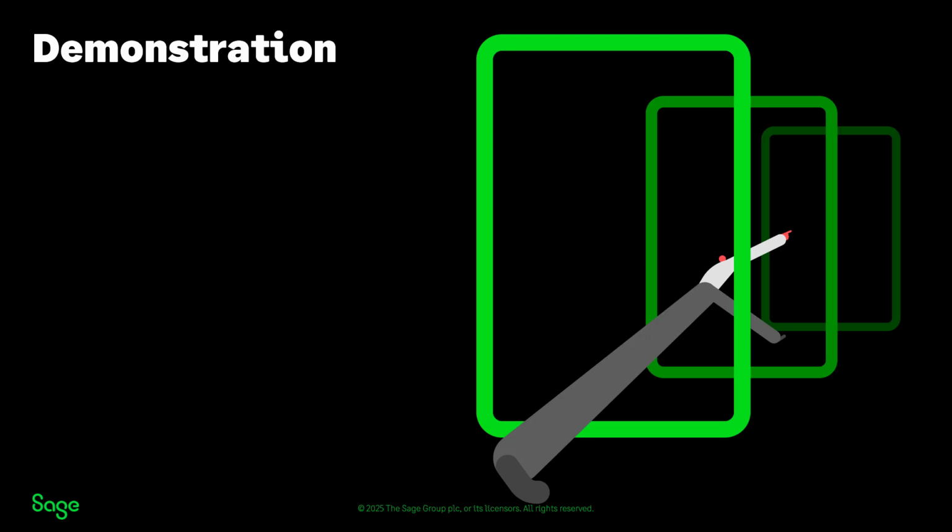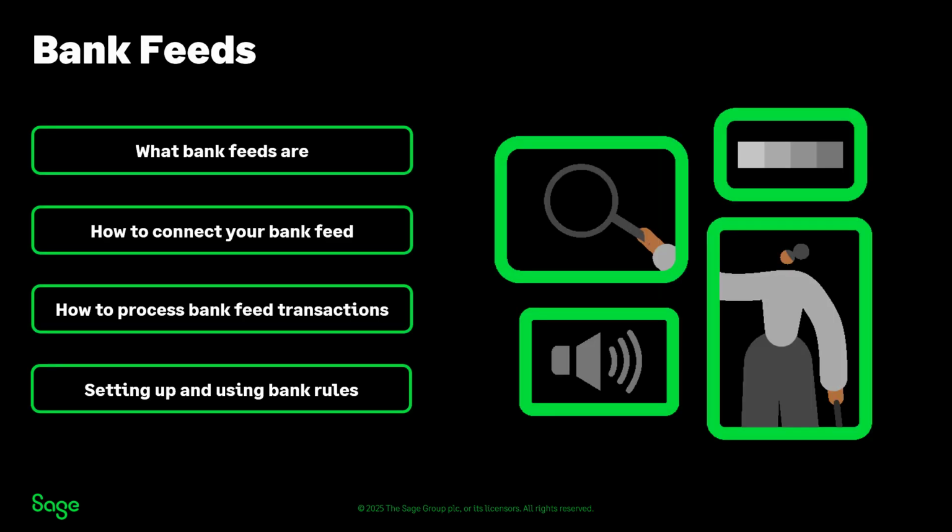So just jumping back to the slides and just to summarise what we've covered so far before moving on to the bank statement import. So we've looked at what bank feeds are and how to set the connection up, how to process bank feed transactions, including when to use the match, create and transfer options, and how to set up and use bank feed rules to help automate transaction processing.